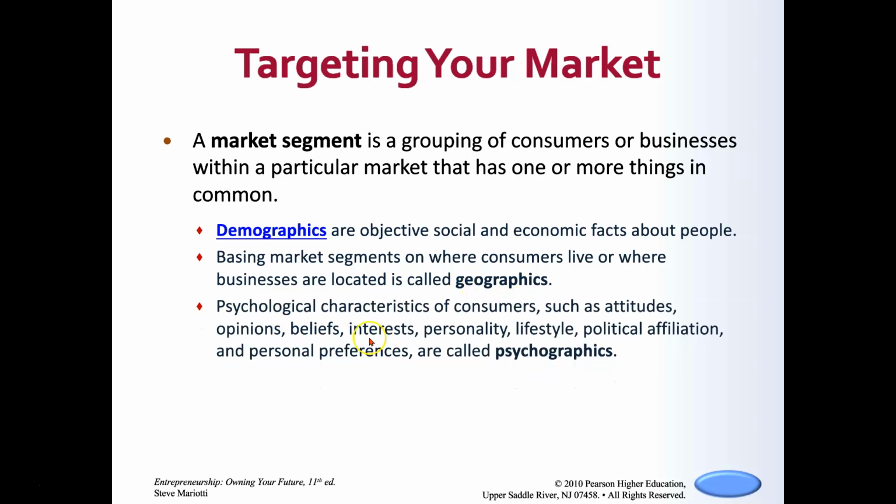The next thing you're looking at are psychological characteristics. How would they feel? What are their attitudes, opinions, beliefs, interests, personality, their lifestyle, and even their political affiliation and personal preferences? Those are called psychographics, the way you're thinking about things. When you think of products, like cosmetics, it's important for some people to purchase products that are not tested on animals. So you have to take into consideration those beliefs that certain people have.